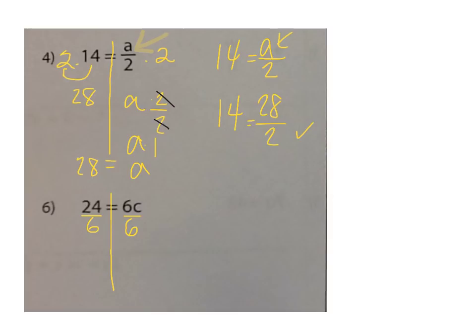How do we know it's 6? Because the coefficient of c is 6. So 6 divided by 6 is 1, and leaves us with 1c, or we just write it as c. And 24 divided by 6 is equal to 4. Therefore, c is equal to 4. Now let's check that. 24 is equal to 6c. If we substitute c with 4, 4 times 6 is equal to 24. And that's a check.